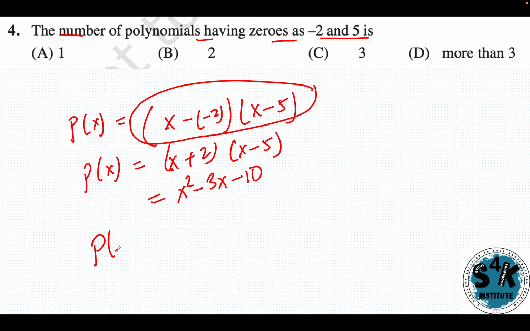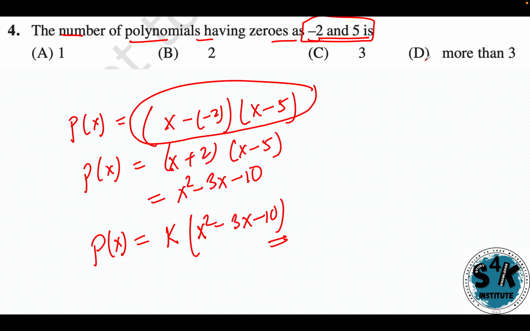So if I write the general equation, it will be k times x square minus 3x minus 10, and k can be anything, so there can be many values. I can have 1, 2, 3, 4, minus 1, minus 2, minus 3, any value. So obviously the number of polynomials having these zeros can be infinite, and obviously it will be more than 3. Okay, let's move to the next question.